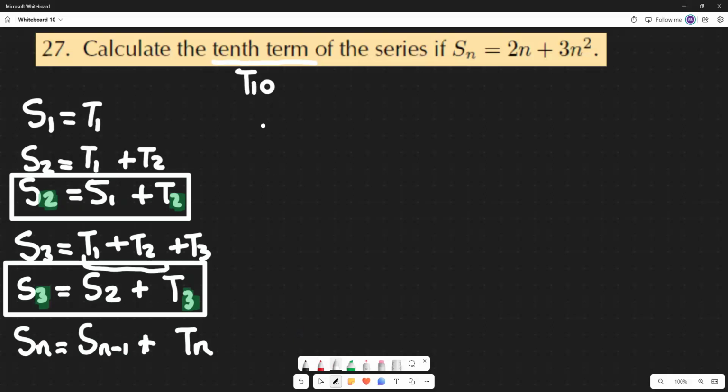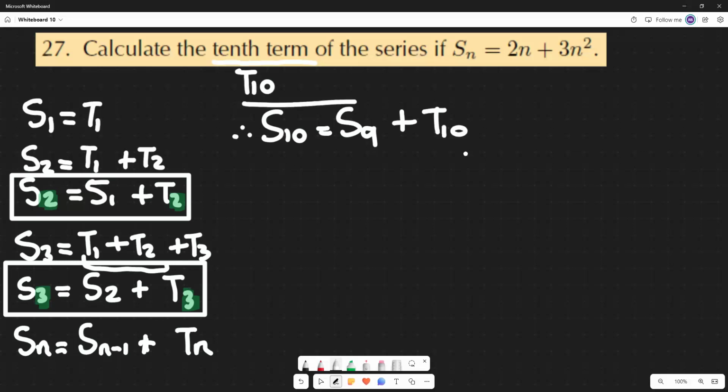All right. So T10, we're going to basically say, okay, S10 is basically S, 1 less than that, which is S9 plus T10. Do you see it, ladies and gentlemen? I'm sure you can see the pattern now. Right. Now it's easy to get S10.